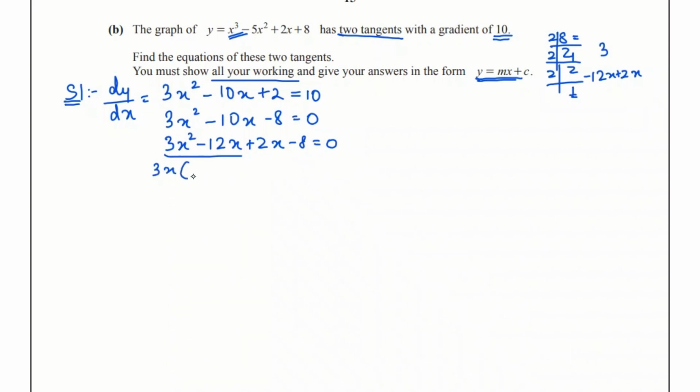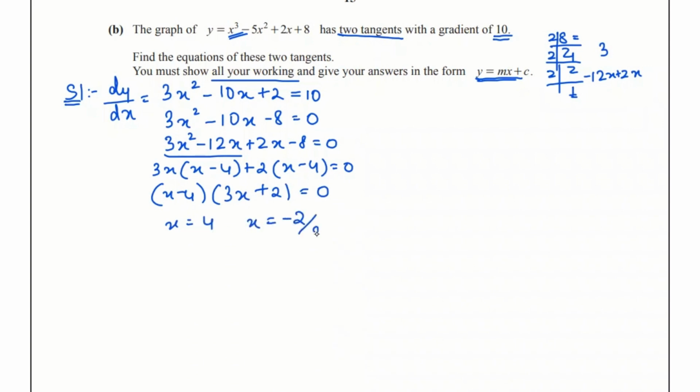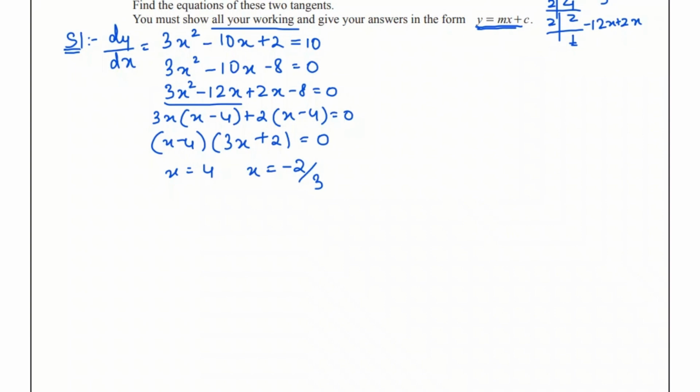Common factors, x minus 4 plus 2 x minus 4, which gives me x minus 4, 3x plus 2 equals 0. Therefore x is equal to 4 or x is equal to minus 2 upon 3. So we got the two values of x. Now we have to find out the equations of the two tangents.